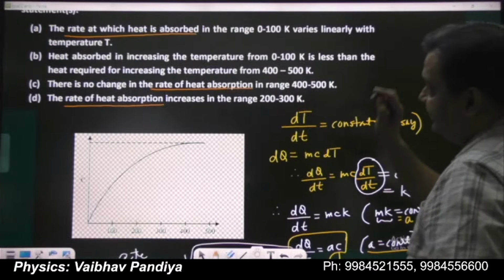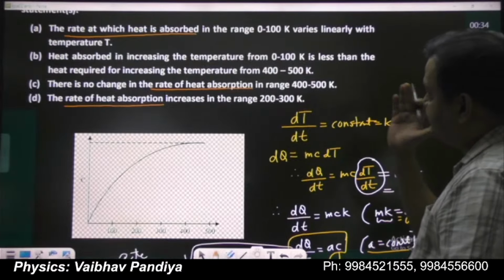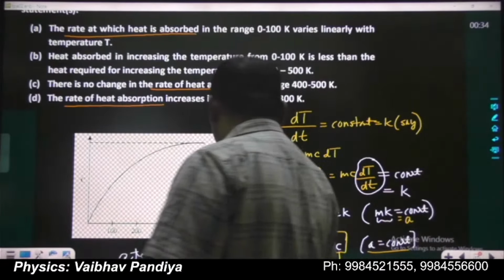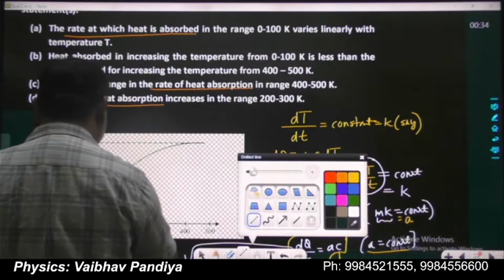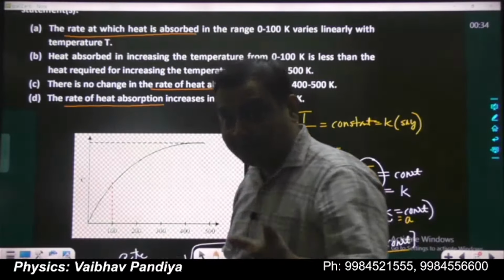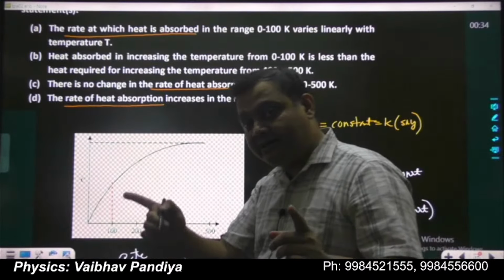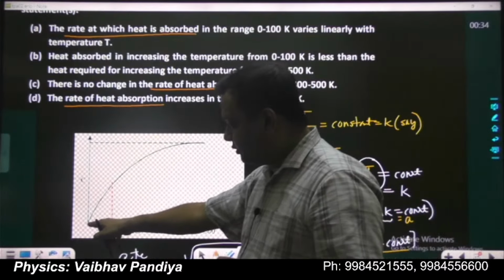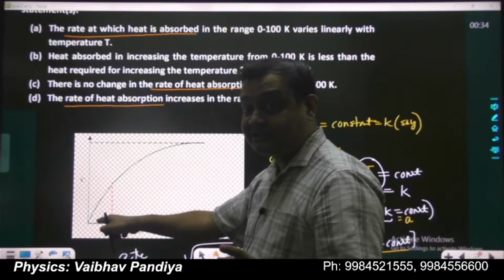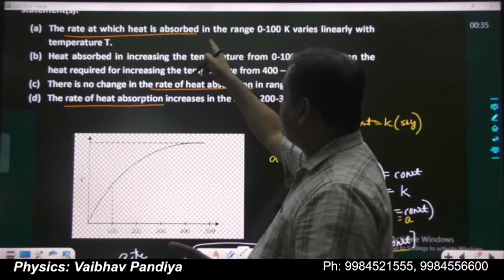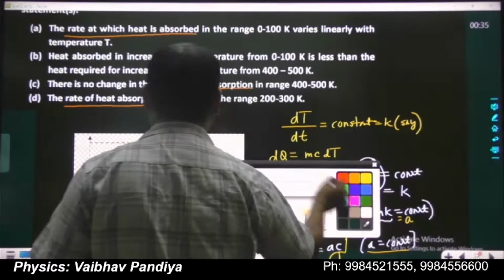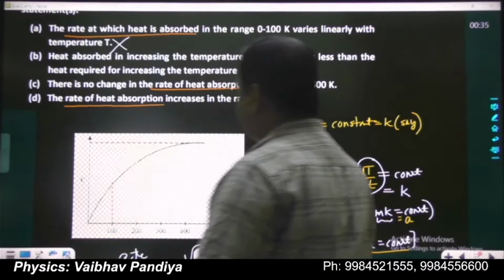Option A: the rate at which the heat is absorbed in the range 0 to 100 Kelvin varies linearly with the temperature. So see, if you look from 0 to 100 Kelvin, this is the value at 0 and this is the value at 100 Kelvin. We have seen the rate of absorption varies in the same manner as the variation of C. And from 0 to 100 Kelvin, C is varying in a curvilinear way. It's a curve, not a straight line. So it is saying the rate at which heat is absorbed in the range 0 to 100 Kelvin varies linearly with temperature. Absolutely, this is incorrect. Yes or no? It is not changing linearly with temperature.